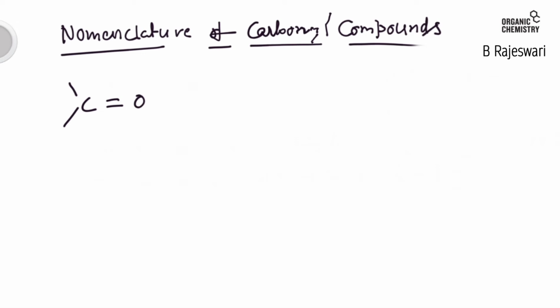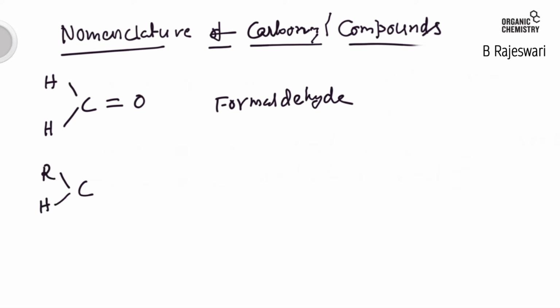If two valencies of the carbonyl group are linked with two hydrogens, then this compound is known as formaldehyde, which is the first member of aldehydes. If one valency is linked with an alkyl group and the other valency is linked with hydrogen, then this compound is known as an aldehyde other than formaldehyde. If two valencies of the carbonyl group are attached with two alkyl groups, then these compounds are known as ketones.